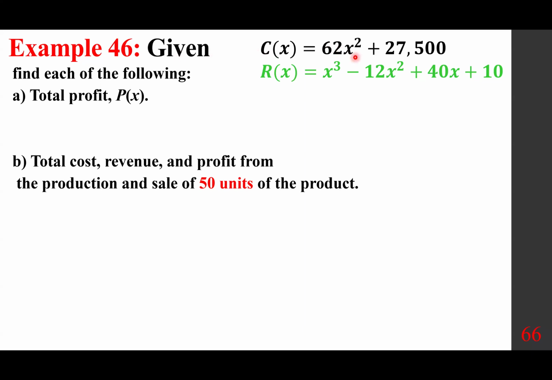Given C of x is 62x squared plus 27,500, R of x is x cubed minus 12x squared plus 40x plus 10, find the following. So we want to find the profit function. So this is the cost function. This is the revenue function. And as you know, profit by definition is revenue minus cost.